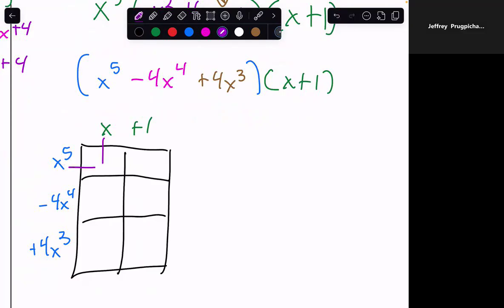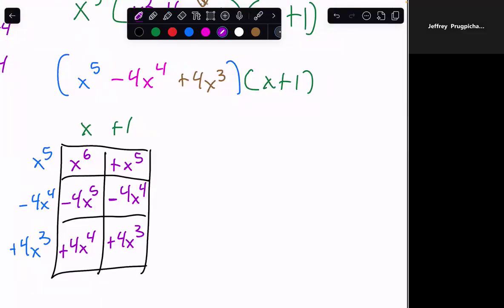So x to the fifth times x is x to the sixth. X to the fifth times positive 1 is plus x to the fifth. Negative 4x to the fourth times x would be negative 4x to the fifth. Negative 4x to the fourth times positive 1, negative times positive is negative. Positive 4x cubed times x is positive 4x to the fourth. Positive 4x cubed times 1 is positive 4x cubed.